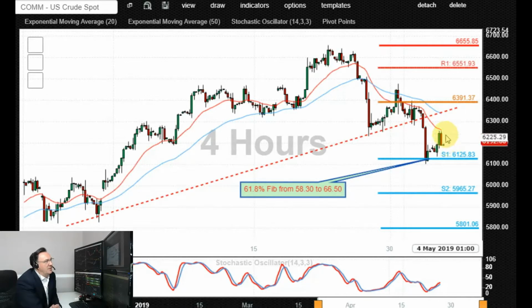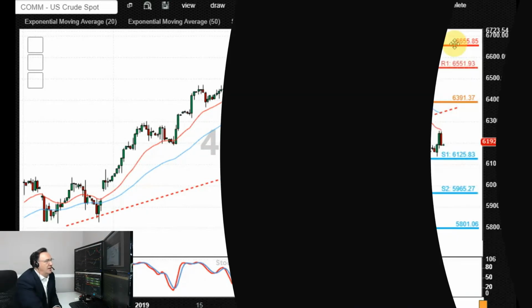Alternatively, a spike higher and breakout above 63, spike into 63.91, an end of day close above that level would negate the bearish outlook, and then target 65, 65.50, 66.50, possibly even 67 to the upside.